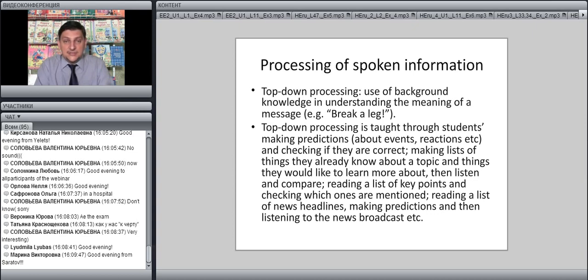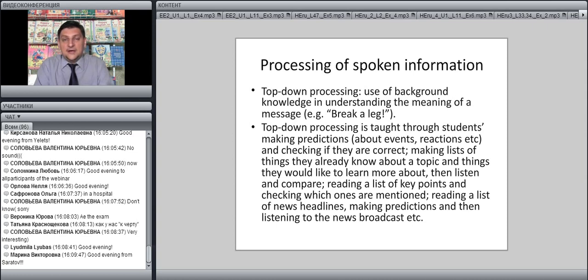You can make predictions before a speech begins. So for example, the way you can go about it is like this. You can ask students to make a list of things which they already know about a certain topic and what they would like to know, and then after they've listened to a conversation, ask them to tell what they have learned and whether they have learned about what they wanted to learn.